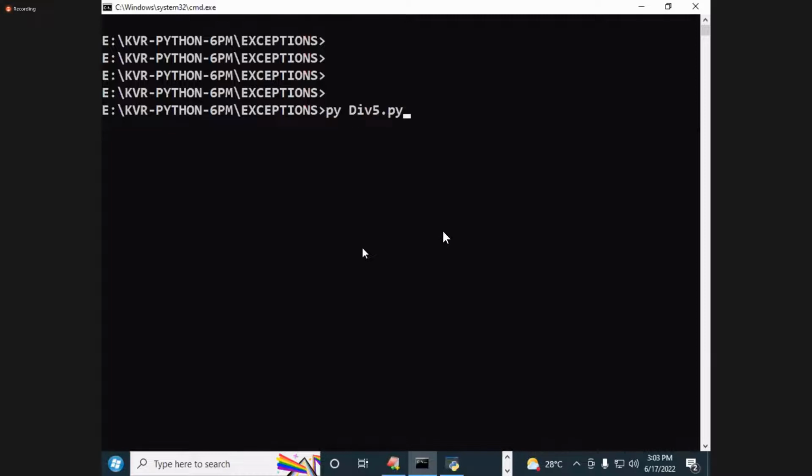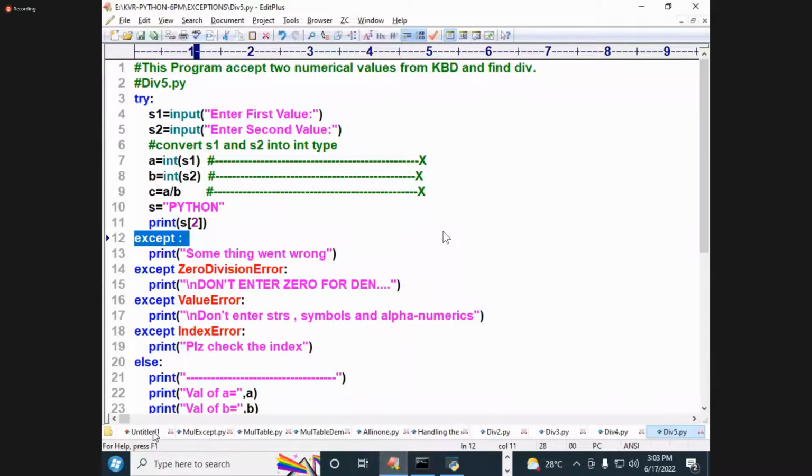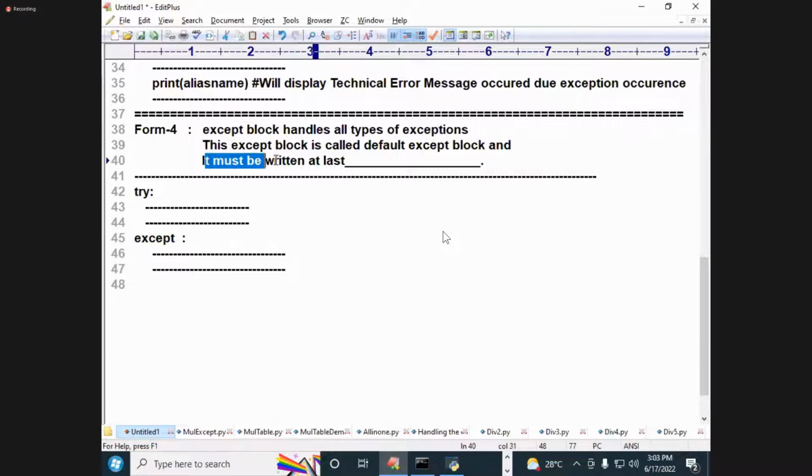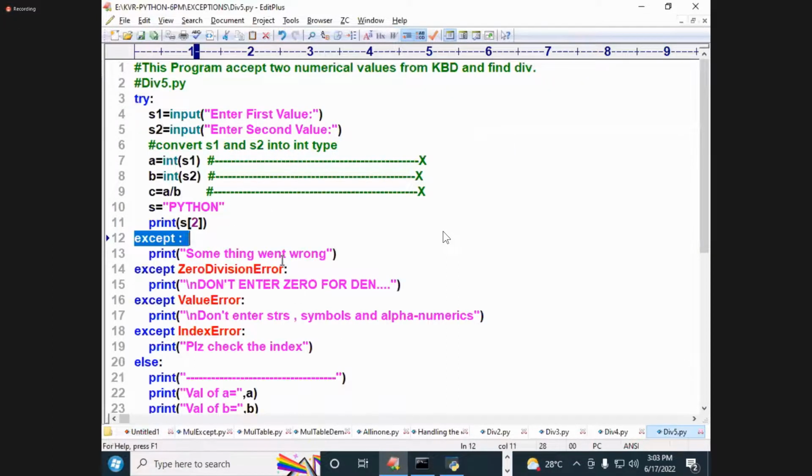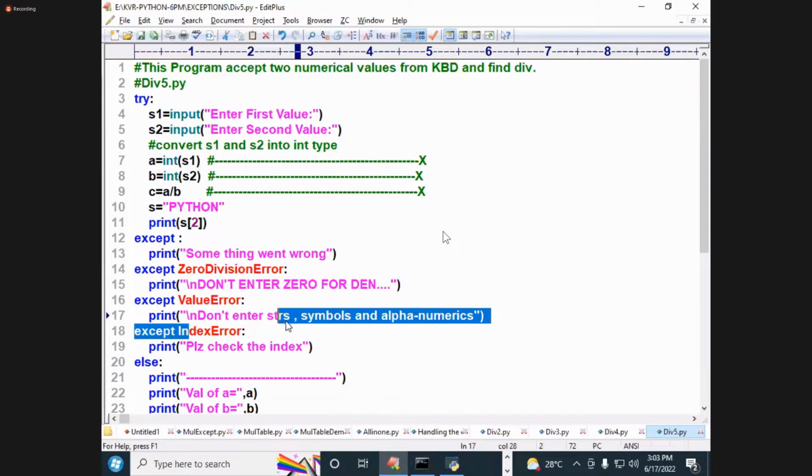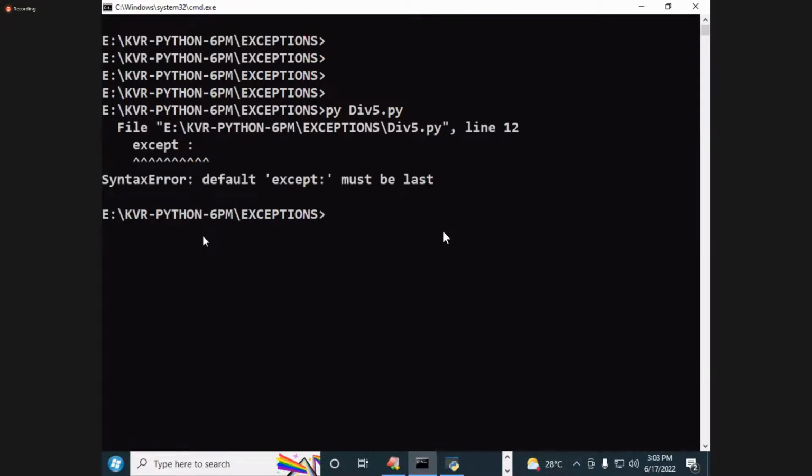I told you already. Default except block must be written after specific exceptions. What are the specific exceptions in my program? Index error. We need to write. But I wrote everything in beginning. Beginning I wrote. Press enter key. Read this please. Syntax error. Default except must be last. Last means last chance will be given for that.